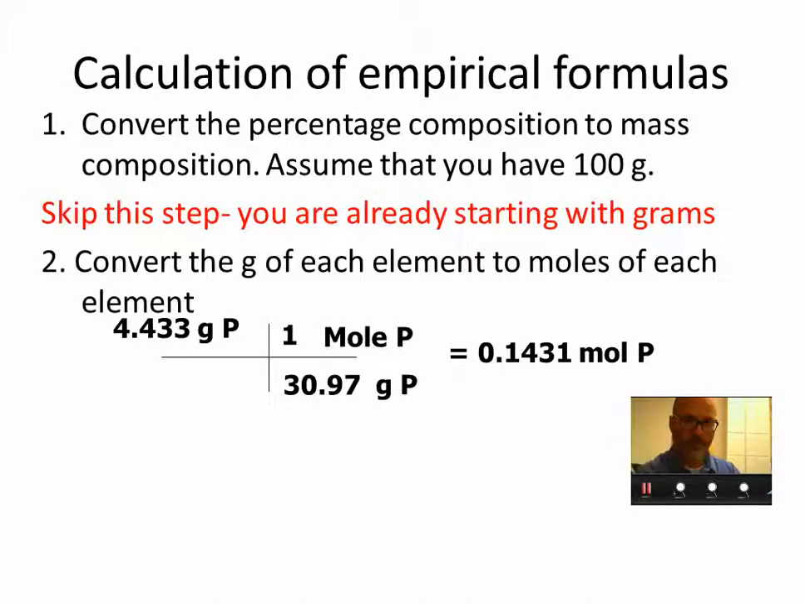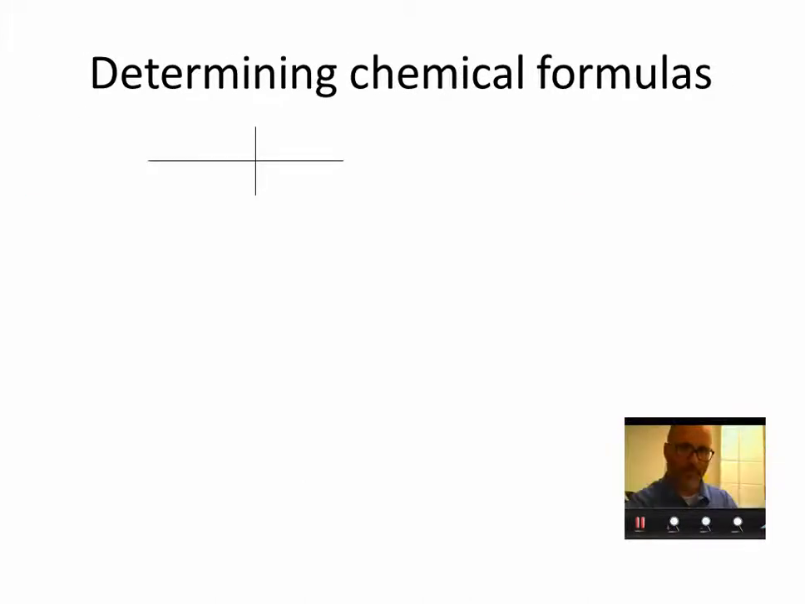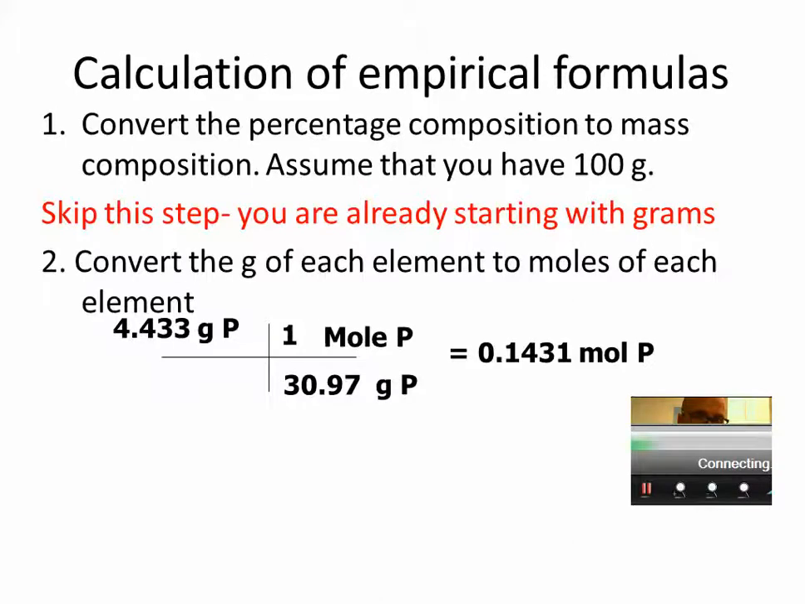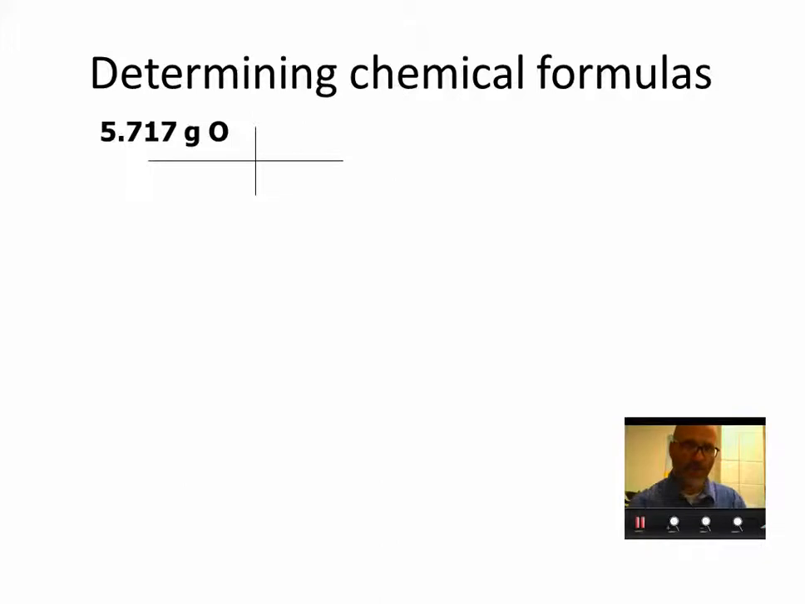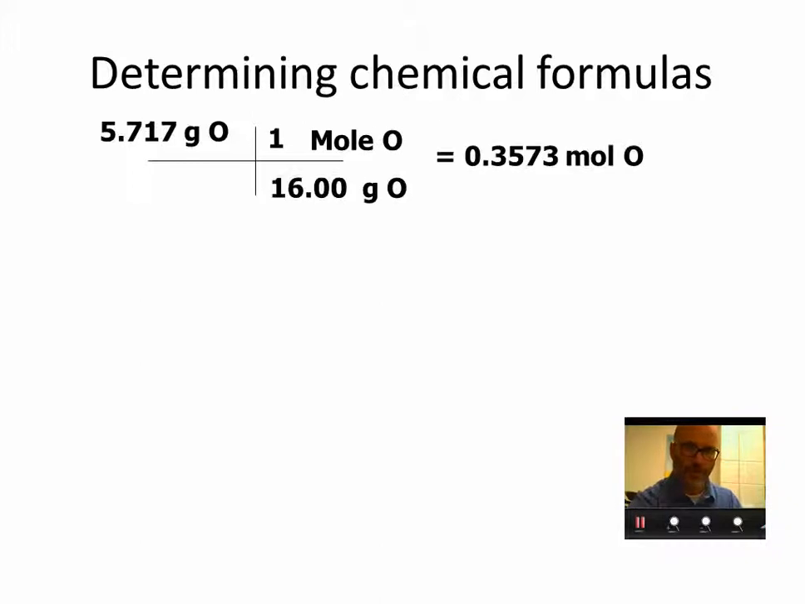All right. And then let's convert the oxygen. Now, we had 10 point something grams of this compound in total. We knew, sorry, I got to go back, we knew that 4.433 grams of that came from phosphorus. So if you take the total mass of the compound minus the grams of phosphorus, you get 5.717 grams of oxygen. And then we want to convert this to moles. So 0.3573 moles of oxygen.